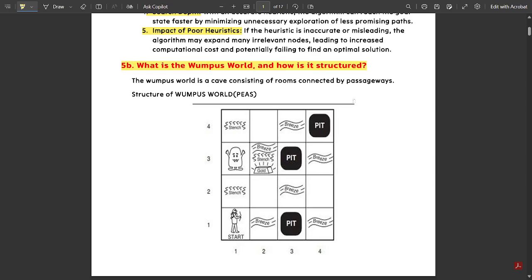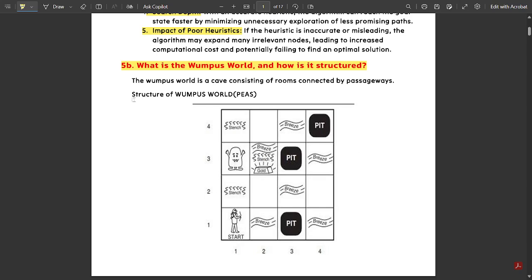structured? Structure part means this is the complete block part of Wumpus world, and all the components are mentioned here. You can see here we have one start point and we have one compass which is located at the location 1 comma 3. Okay, 1 comma 3 represents the first row and third column. Sorry, 1 comma 2, 3 here.